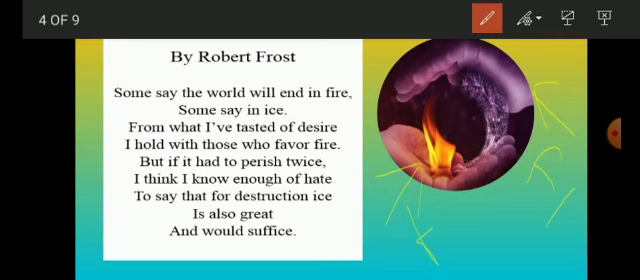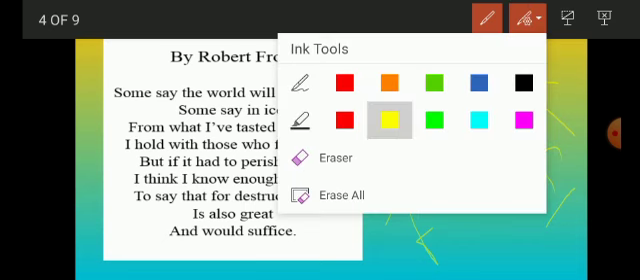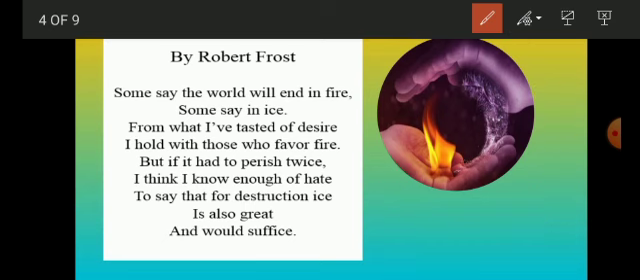So let's start the poem. Some say the world will end in fire, some say in ice. From what I have tasted of desire, I hold with those who favor fire. The poet Robert Frost mentions in this poem the two sets of emotions, as I said before, fire and ice.